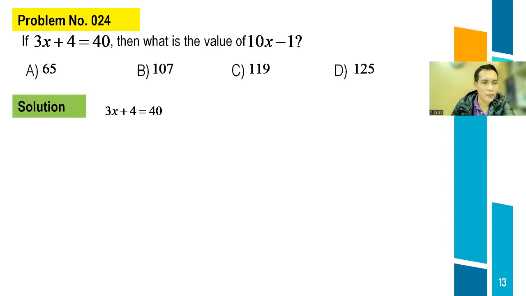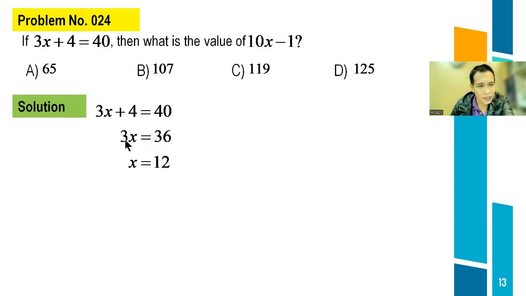For the solution, this is the equation. So we're going to subtract both sides of the equation by 4. That's why we have 3x plus 4 minus 4, that's 0, 40 minus 4, that's 36. Then divide both sides of the equation by 3, that's x. 36 divided by 3, that's 12. So x now is equal to 12.